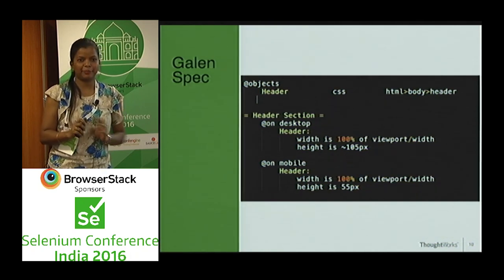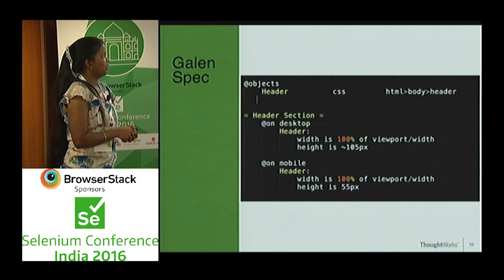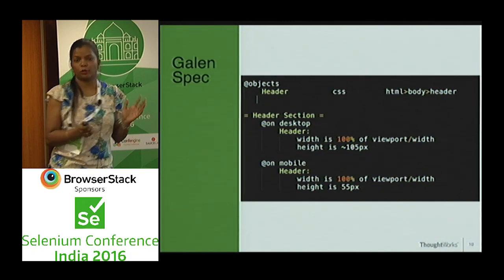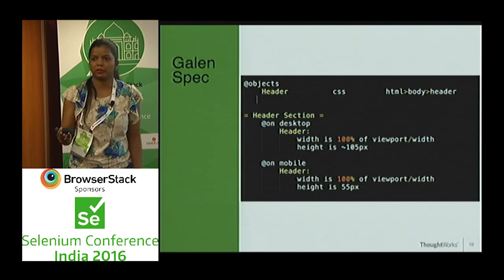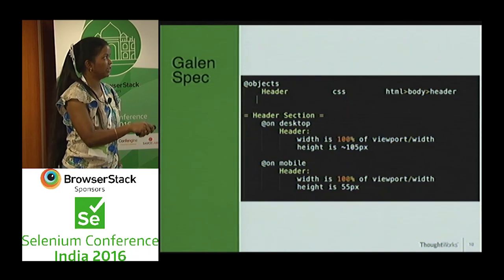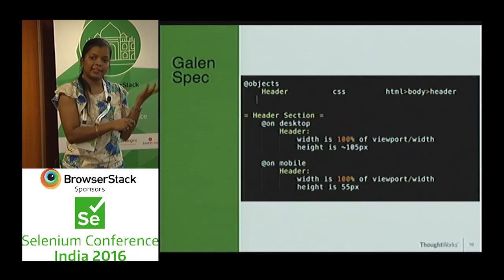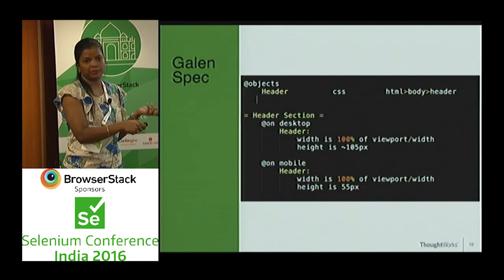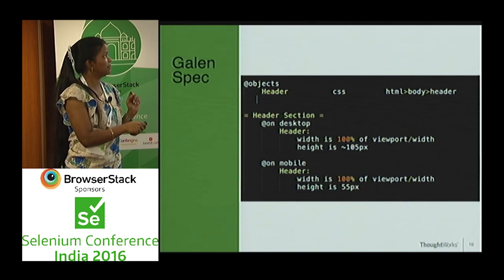Easy to understand, right? Pretty simple. So I said, here I'm defining certain objects. You need to find elements on the page. How do you find them? Using certain locators. So here I said there's a header with CSS something. So this is my object.